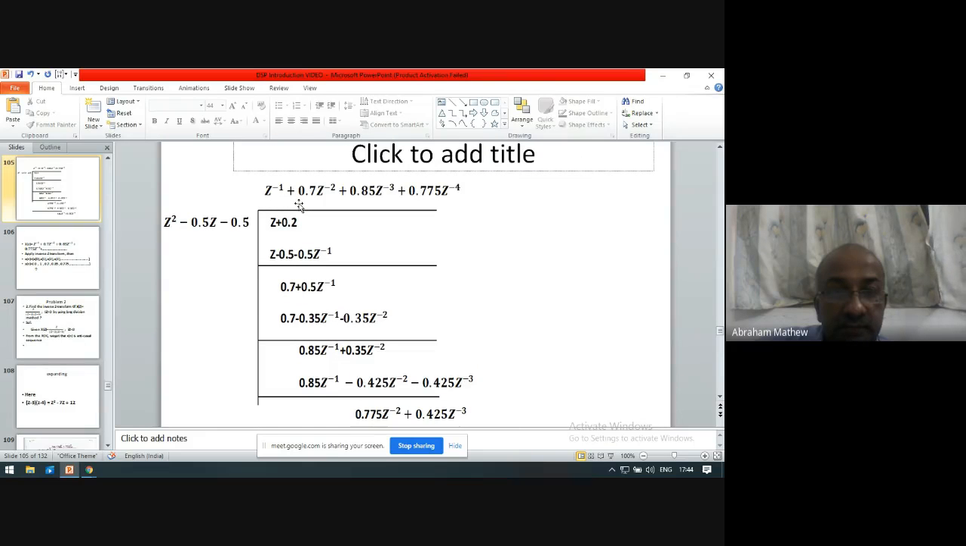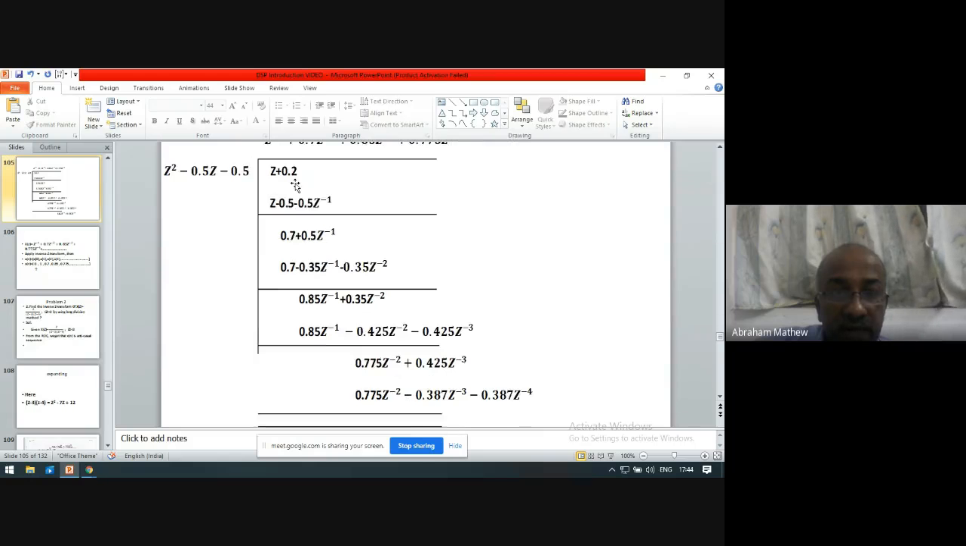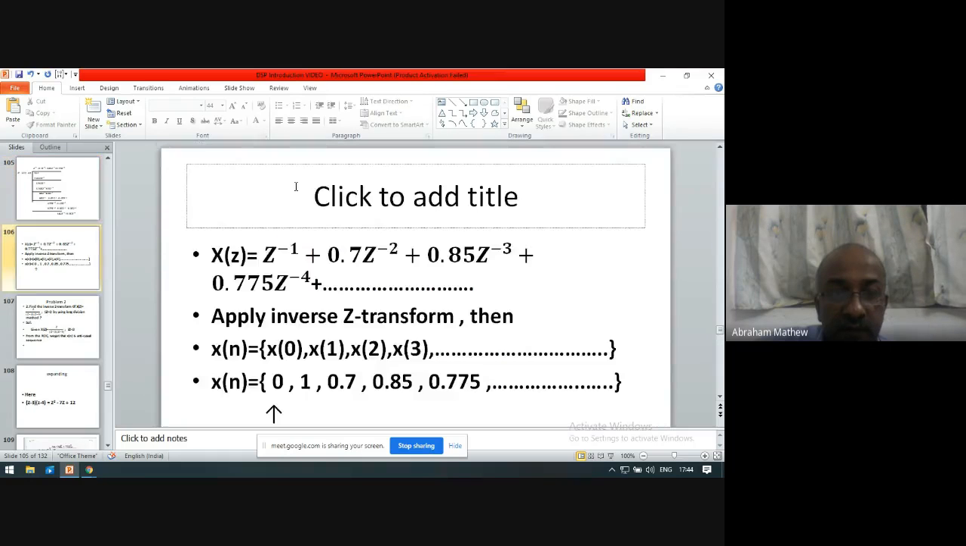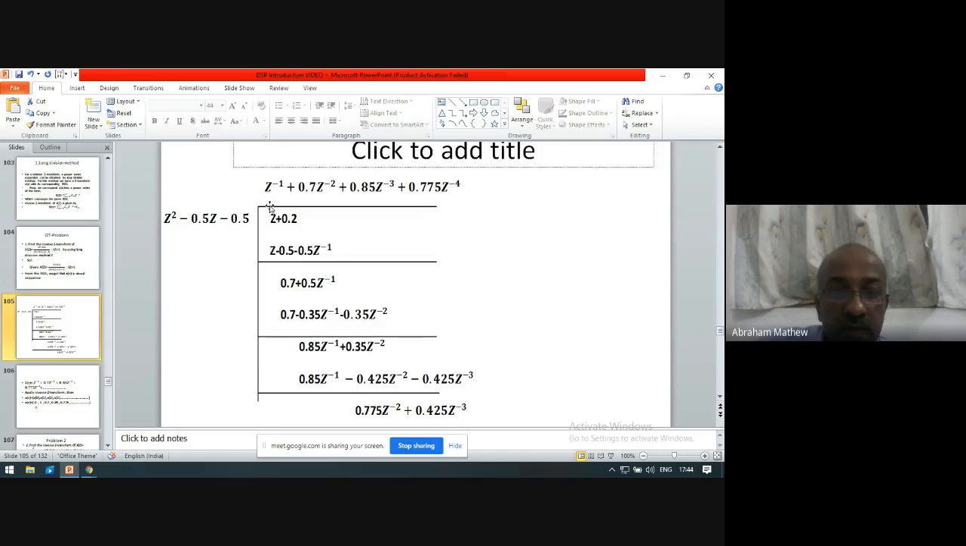And we are obtaining this sequence of steps explained here for finding the inverse Z transform. So we are finally getting back our inverse Z transform as z power minus 1 plus 0.7 z power minus 2 plus 0.85 z power minus 3 and 0.775 z power minus 4.